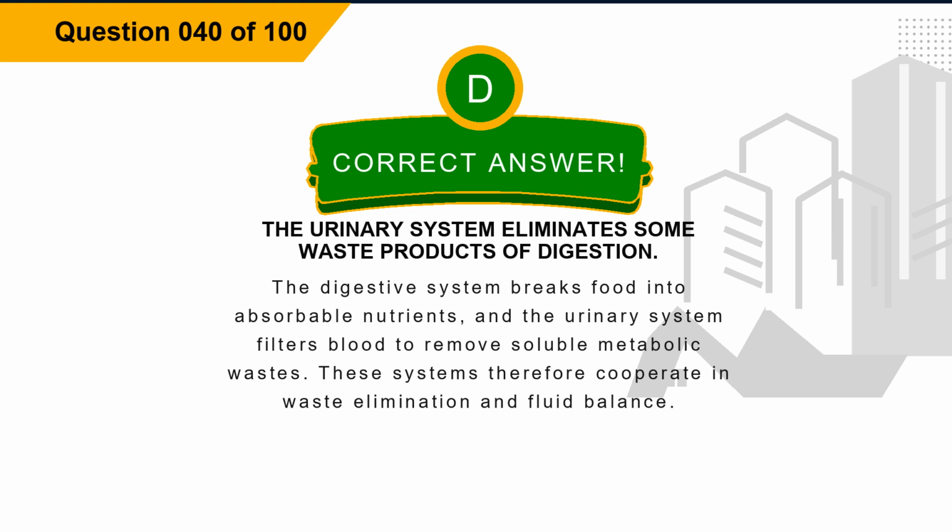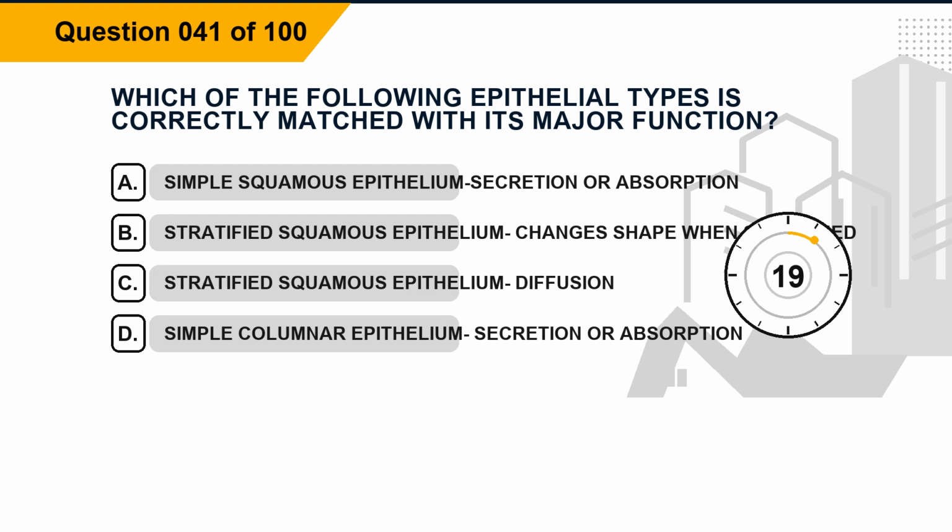Explanation. The digestive system breaks food into absorbable nutrients, and the urinary system filters blood to remove soluble metabolic wastes. These systems therefore cooperate in waste elimination and fluid balance. Question 41. Which of the following epithelial types is correctly matched with its major function?